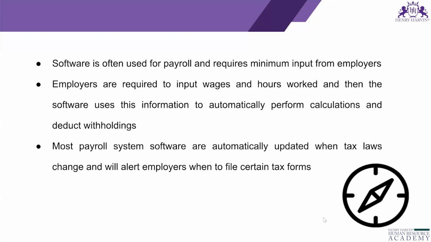So most payroll system software is automatically updated when tax laws change and will alert employees when to file certain tax forms. Most payroll systems, almost all the software, will notify whenever there is a change in law or calculations. Like every year, definitely the rates will change, but in case there are changes in between, like in the UK in 2022, it happened: the rates of taxation changed twice because of the change of prime minister. You know, Rishi Sunak was appointed later on.